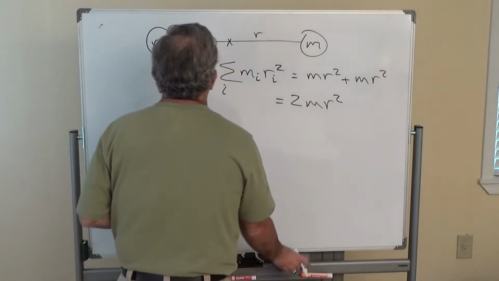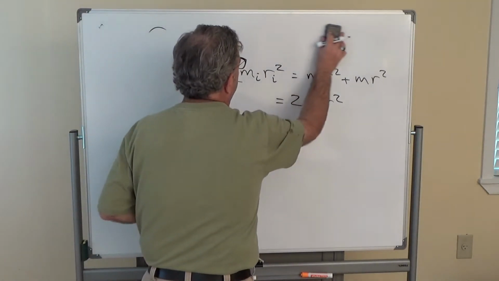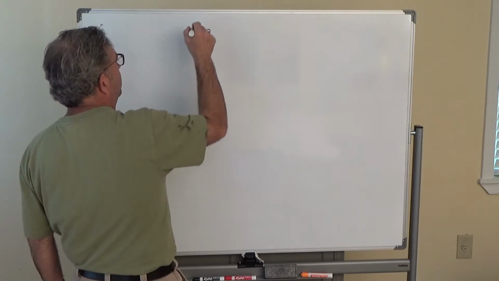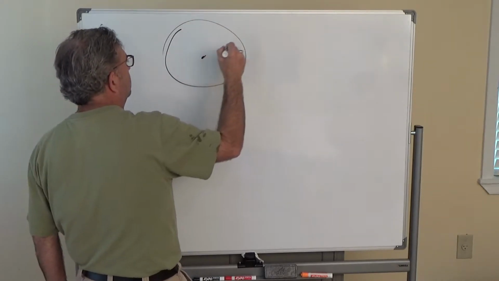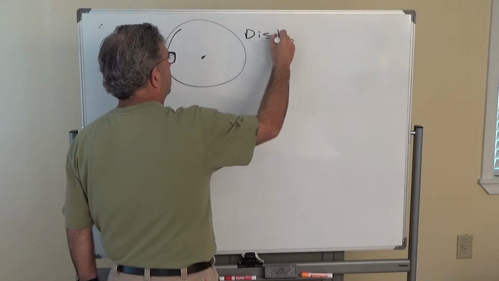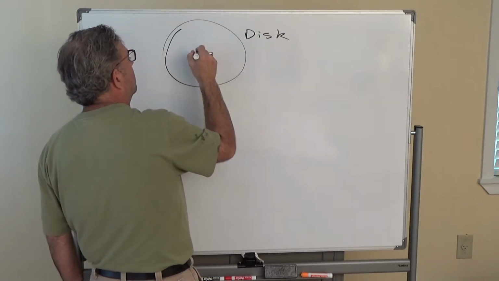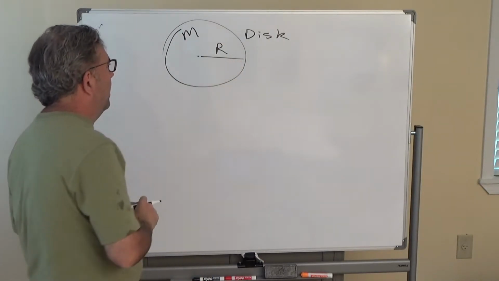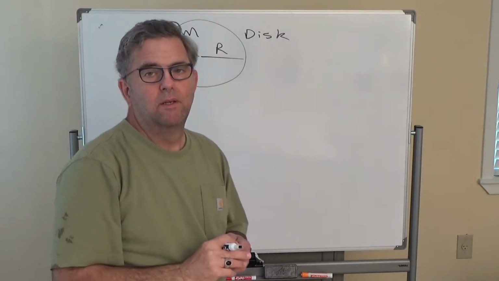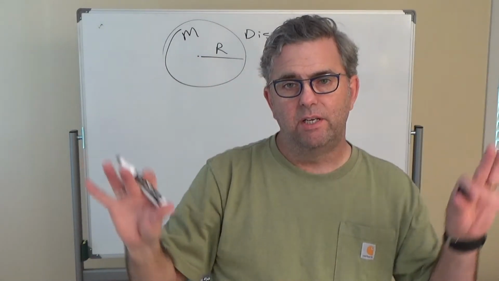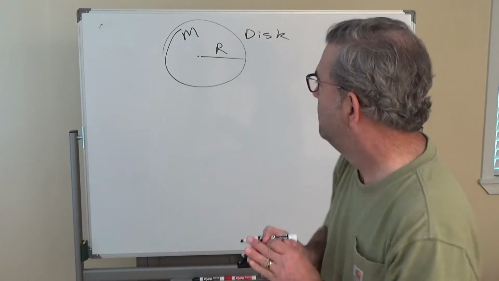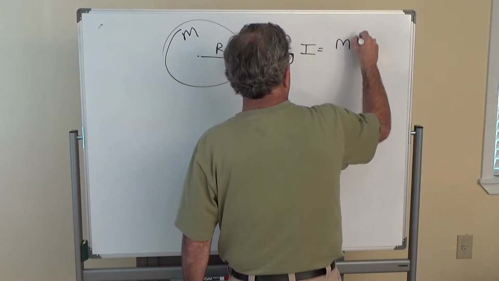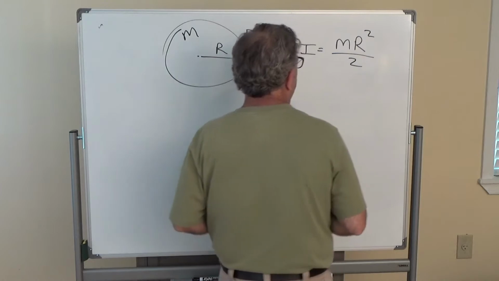Something like a disk, when I say a disk, I mean a solid object. Here's a disk. This distance, call it capital R, and let's say that it has a total mass m. So the mass is evenly distributed throughout the disk. This has a moment of inertia, we're not going to derive it, of mr squared over 2.